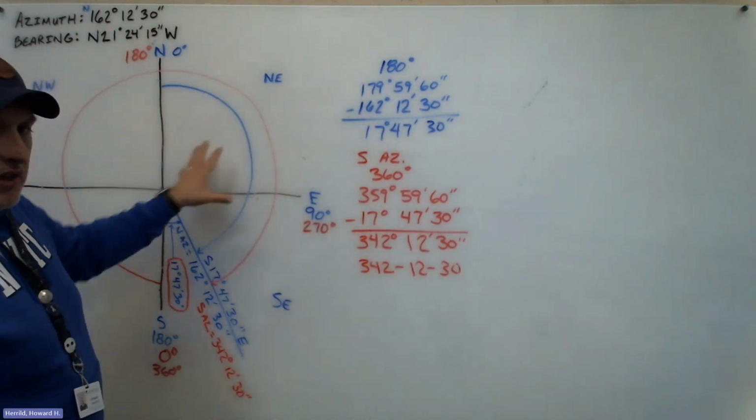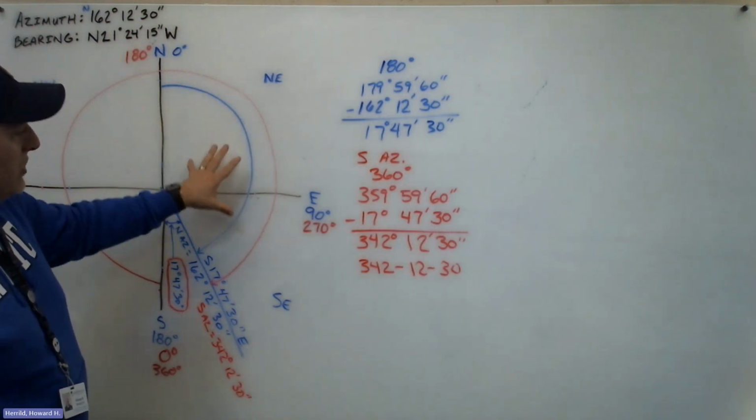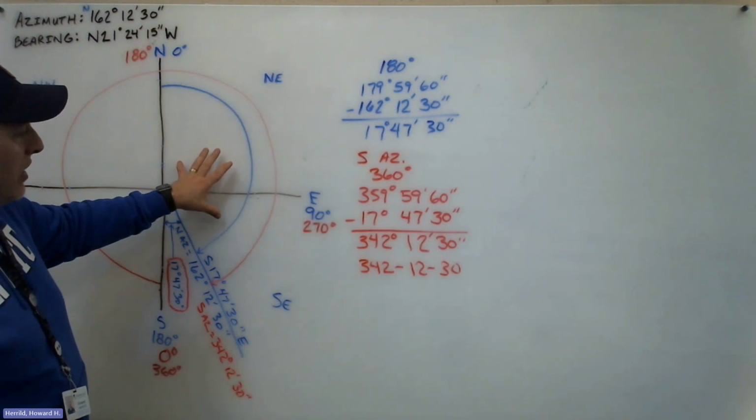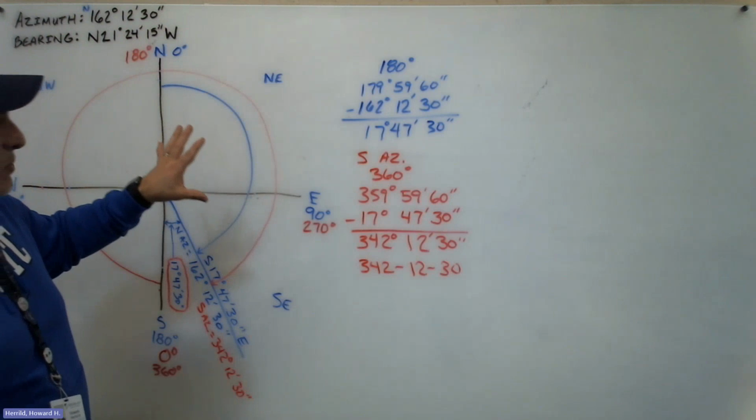So hopefully between the example problems I've done here, you'll be able to get through some of the conversions of south azimuth, north azimuth, and bearings.